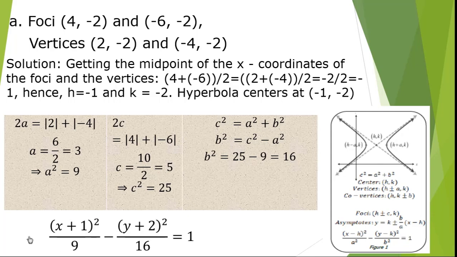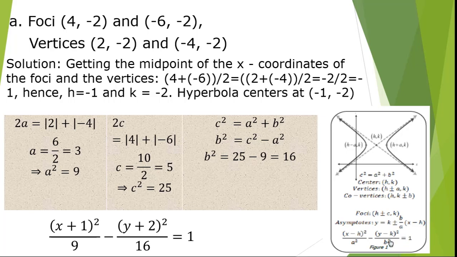So the final answer is (x plus 1) quantity squared all over 9, because we have here our a squared, minus (y plus 2) quantity squared all over 16, our b squared, equals 1. Now, why is it x plus 1 and y plus 2? Well, the center is at -1, so we have x minus -1, that is x plus 1.